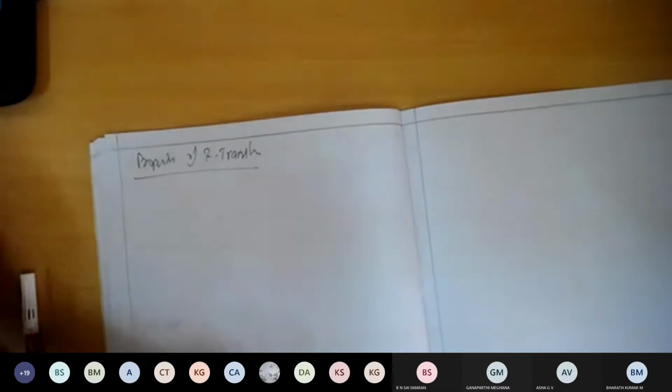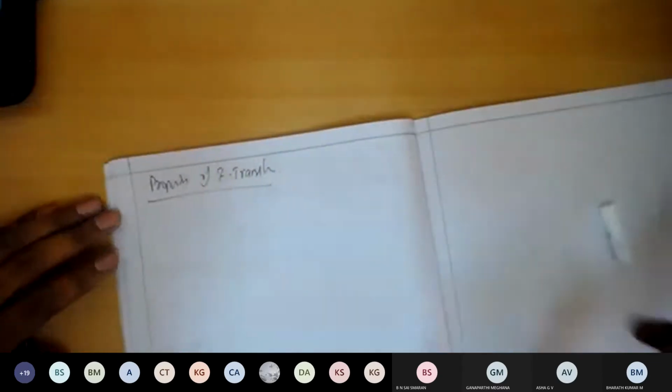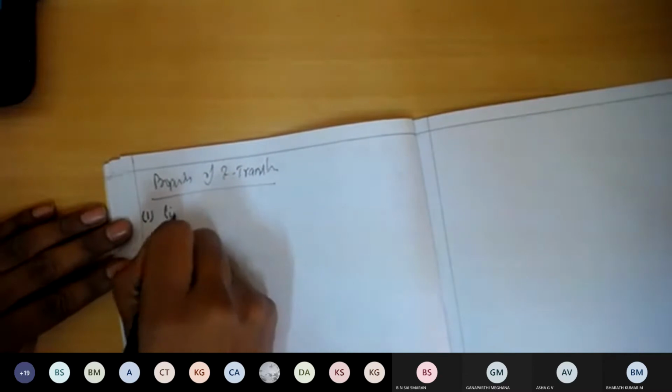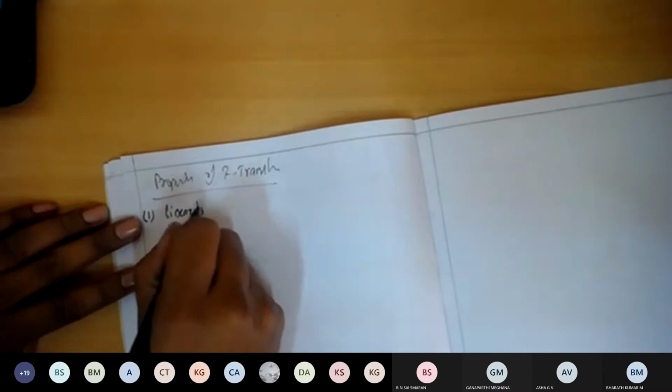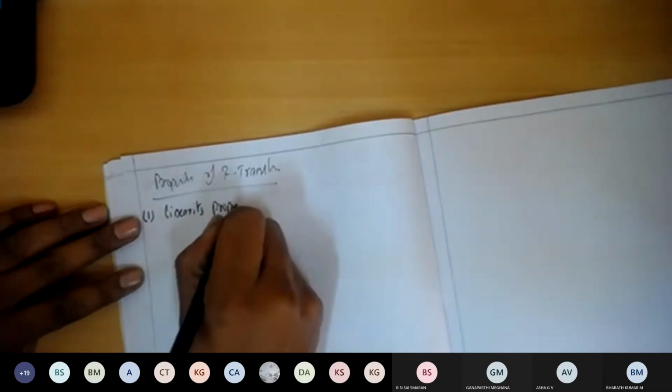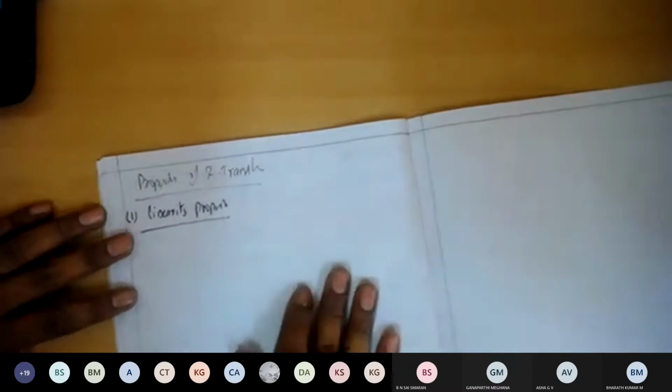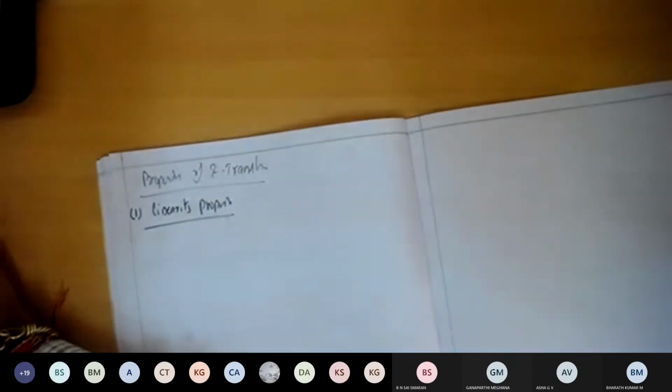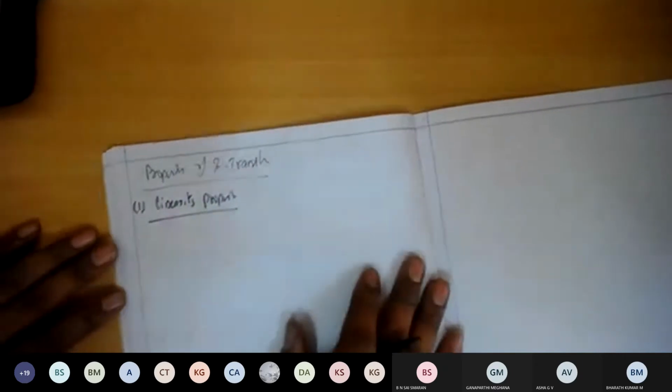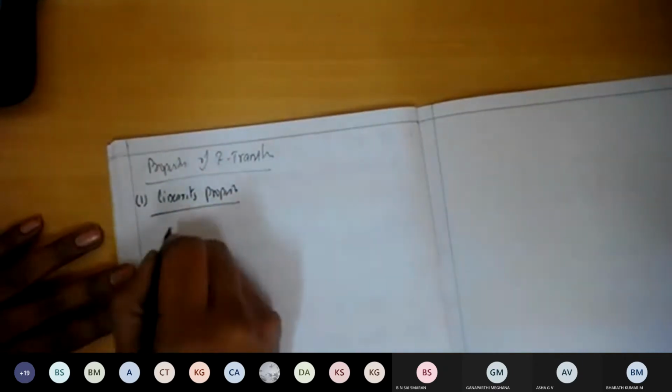Take the first property. The first one is the linearity property. The linearity property is common for all the transforms. It's very simple. Let's take the statement.